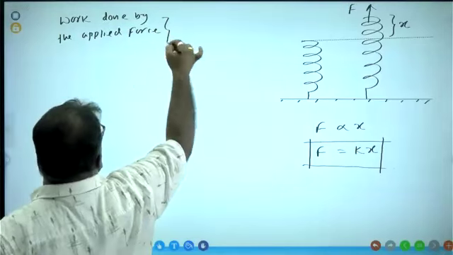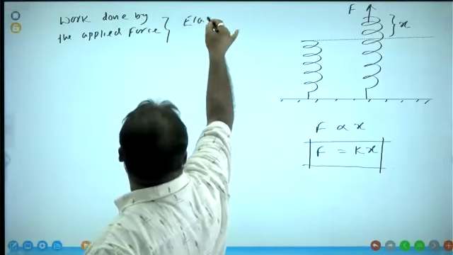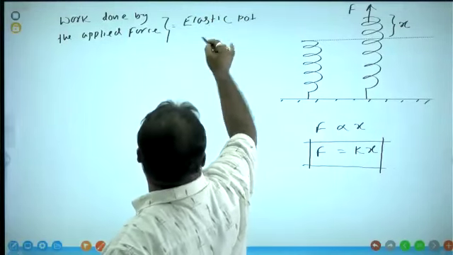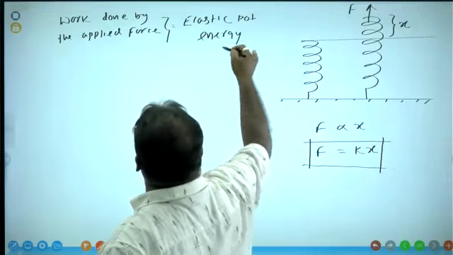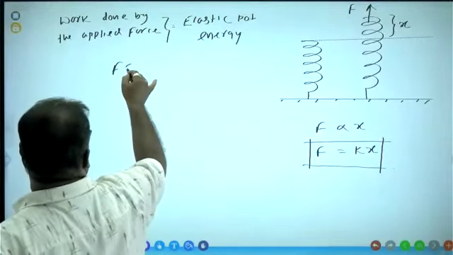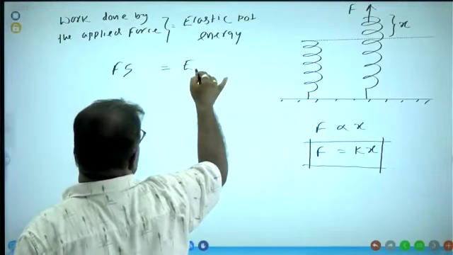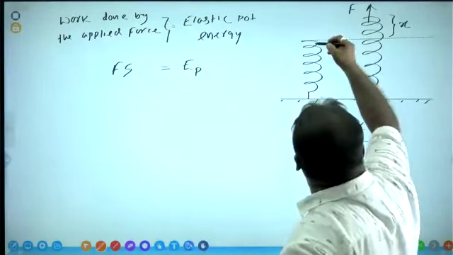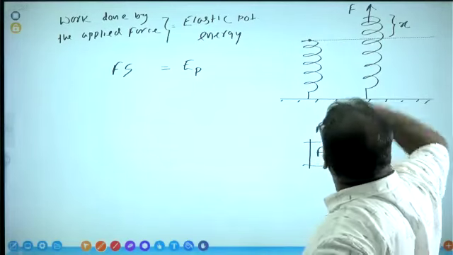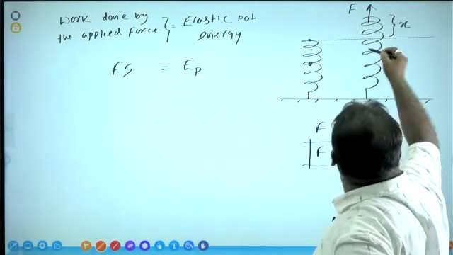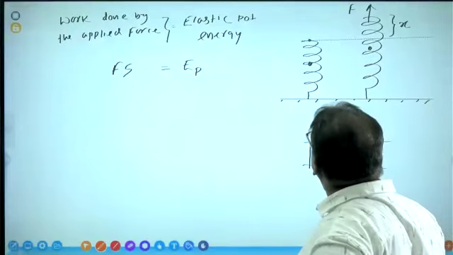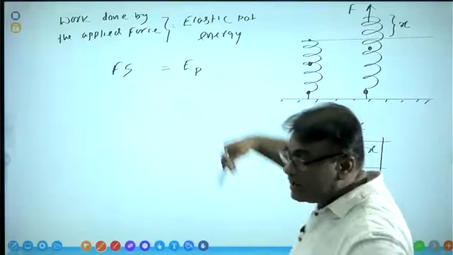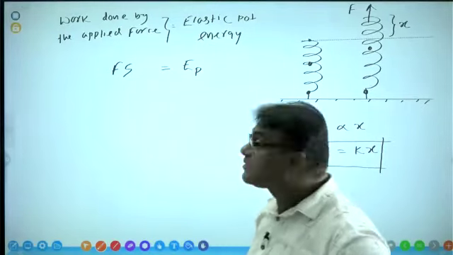The applied force should be converted to elastic potential energy. Work done is Fs, which should be converted to elastic potential energy. But the particle at this end is extended with maximum extension, while the particle at the midpoint does not have the same extension. Then the extension differs particle by particle.